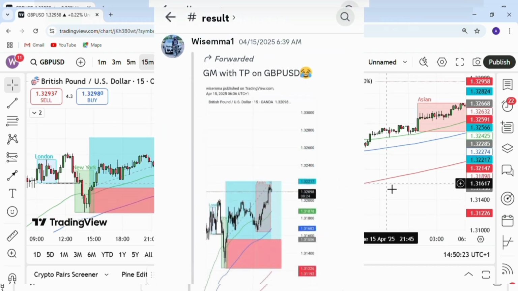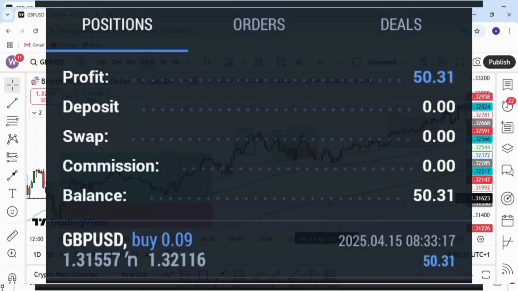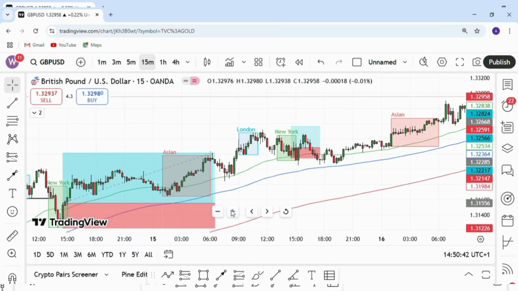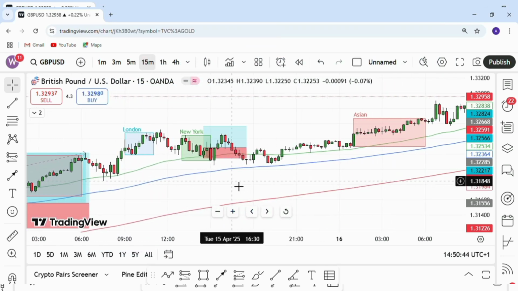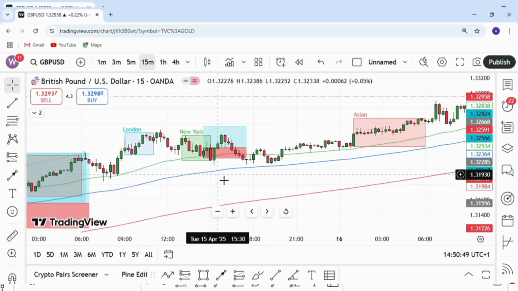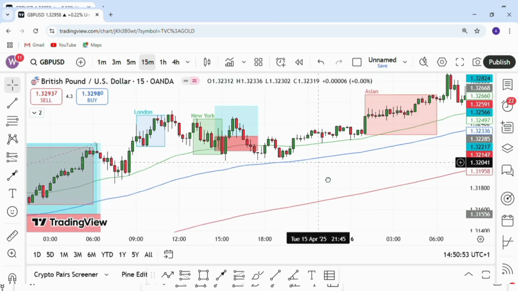And also let me show you. I need to be transparent. This is the execution. And also let me show you again. This is another trade, the same day after this one hit TP. This was on Tuesday. This is the same day after the market hit TP there.